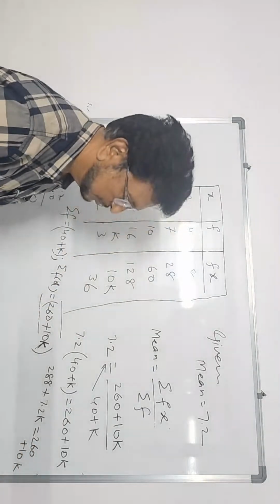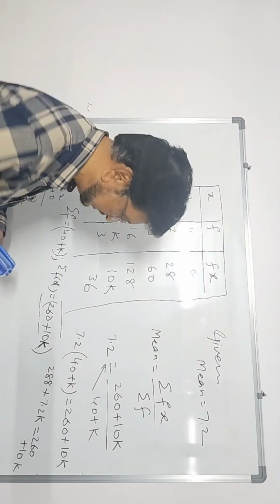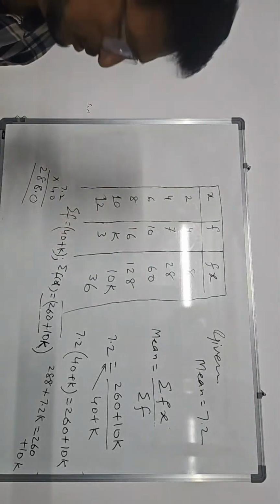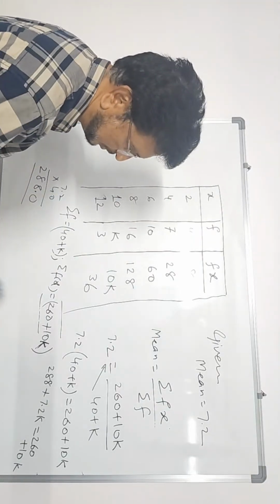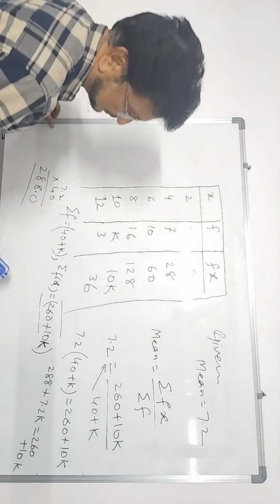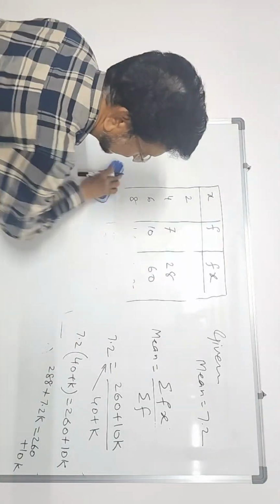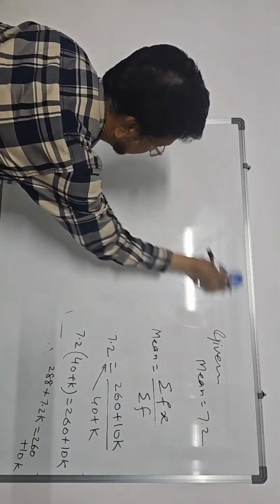Now, you bring all k terms to one side, numbers to the other side. Okay. Take the screenshot of this table, then you will be understanding. This I will clean out because you have to find this value. Okay. Now the remaining question I am taking.